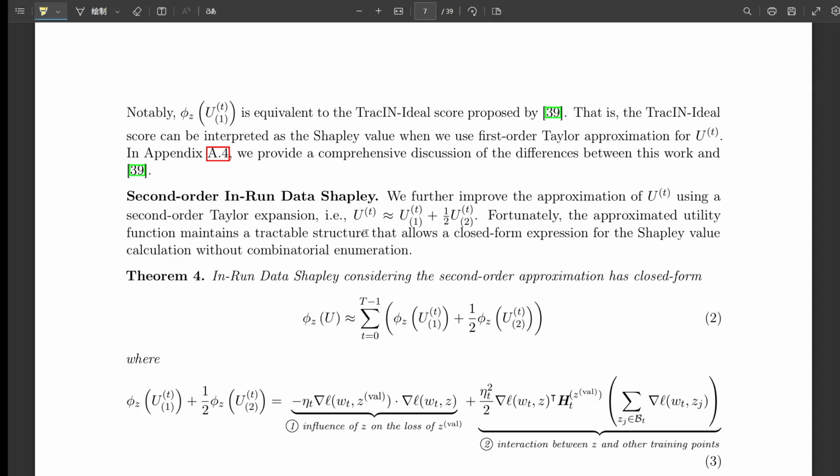Why is that interaction important? Well, imagine you have two very similar redundant data points in a batch. The second order term can help recognize that redundancy. It might reduce the individual value assigned to each of them, giving a better picture of their unique contribution. I see. So first order is about direct alignment. Second order refines that by looking at interactions and redundancy within the batch using the loss curvature. Okay, so Taylor series give analytical formulas using gradients and Hessians.